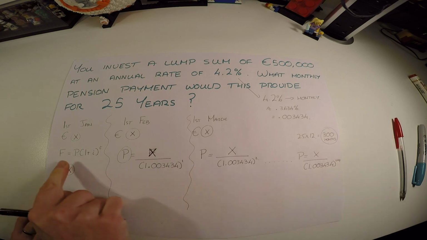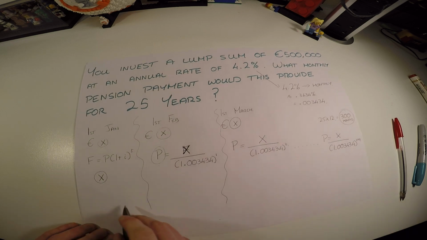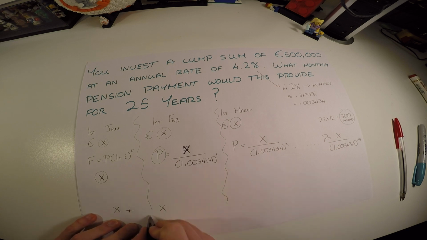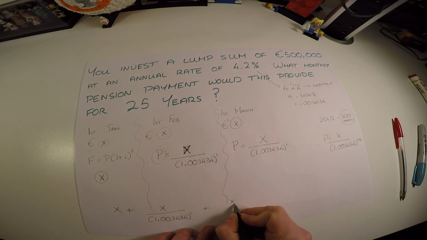Okay, so when we look at all these, like the last one, we have to add all of these together. Being the very first one, right, which is going to be X, plus the next payment, which is going to be x over 1.003434 to the 1, plus x over, this is the next one.